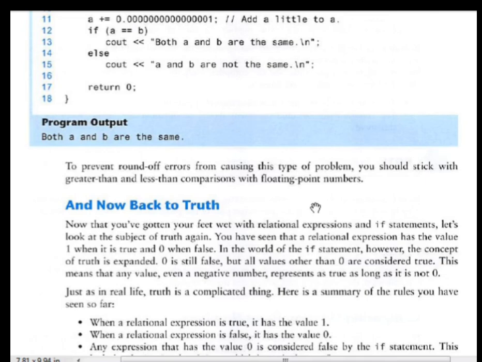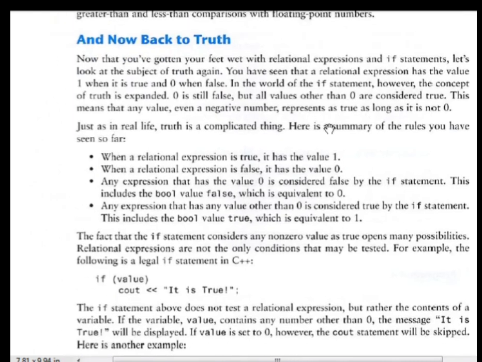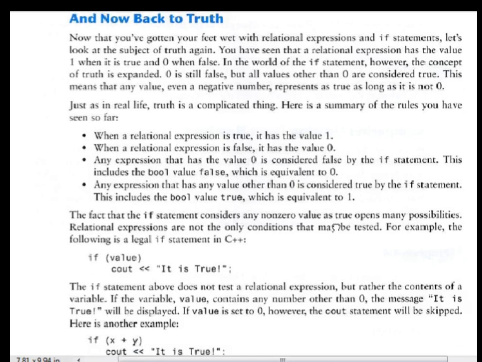So I hope this thing is now clear. Now he has discussed an important concept after discussing the previous example. Previously, we have seen that whenever a relational expression is true, it has the value 1, and whenever it is false, it has the value 0. But in C++, anything other than 0 is considered to be true, and 0 is considered to be false. I think we have discussed that during our lectures before these vacations as well. So 0 is considered to be a false value, and any non-zero value is treated to be true.